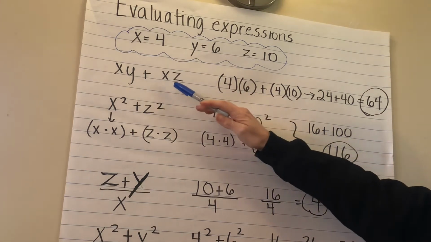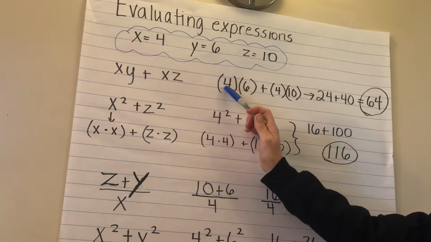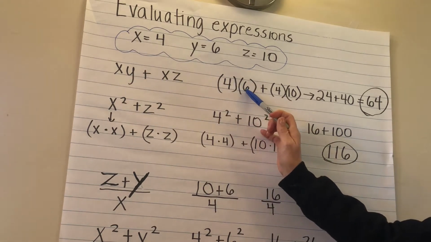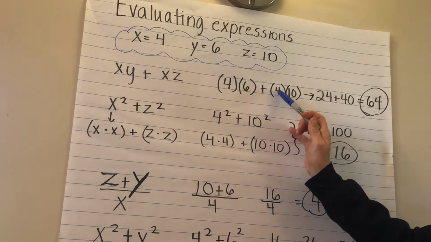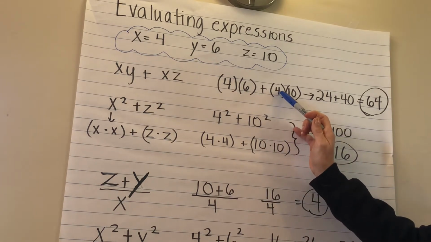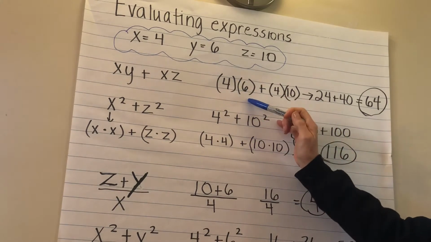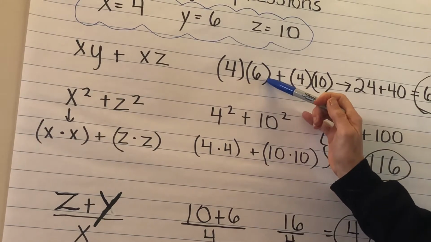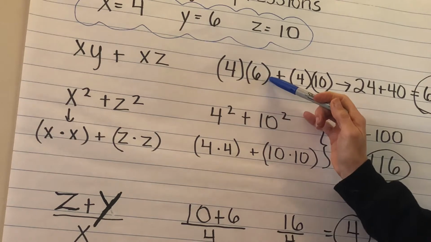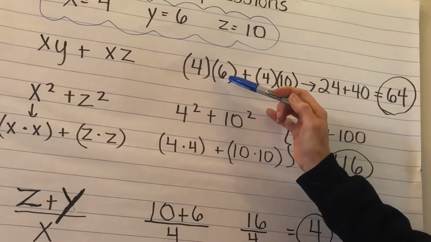So for this case, we put our 4 in for the x, we put the 6 in for y, we have the addition sign, and then again we have xz, so 4 times 10. So remember, these parentheses mean multiplication. We don't use our x as a symbol for multiplication anymore because we're using algebra, and x is often used as a variable.